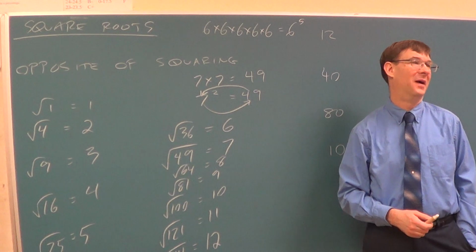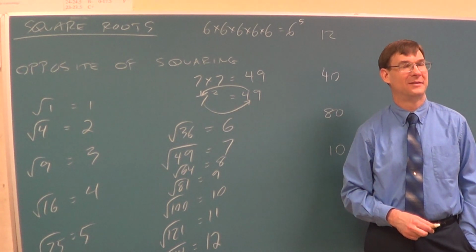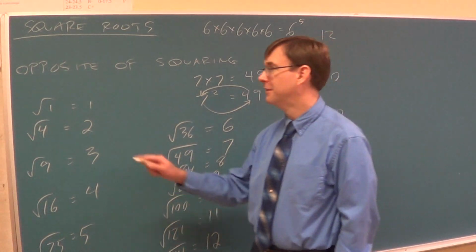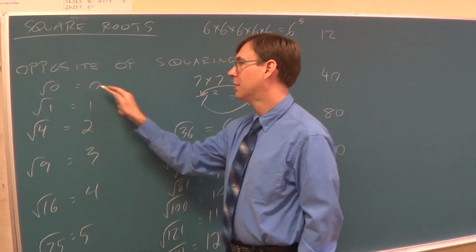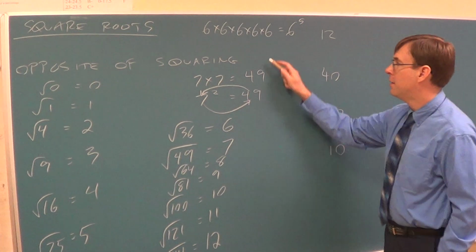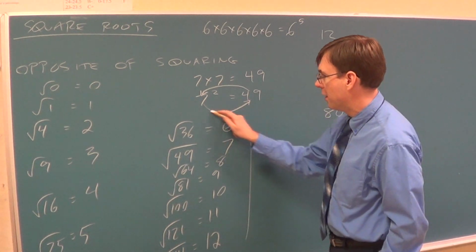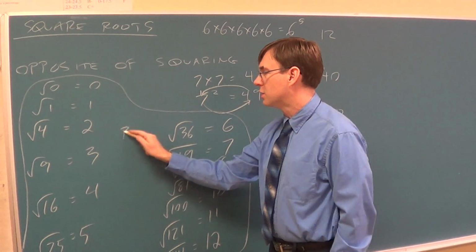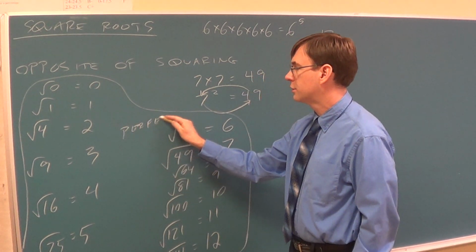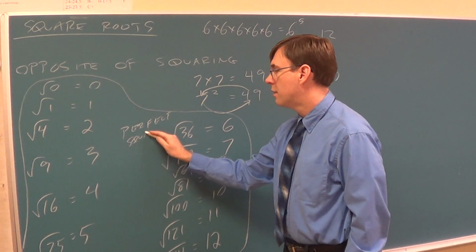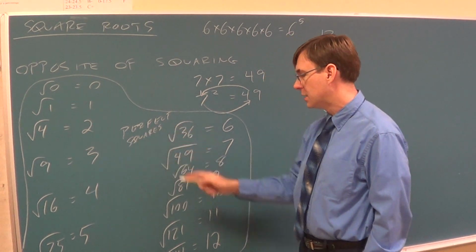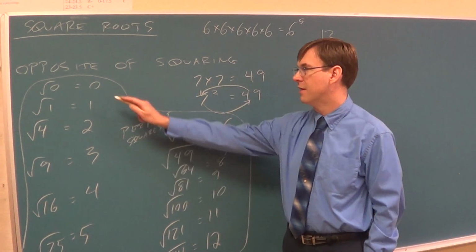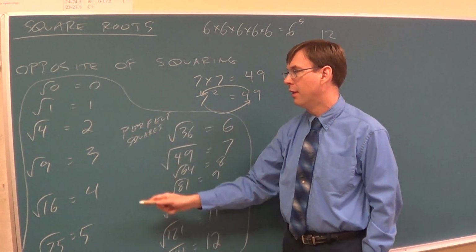Let's go 1 more. What's the square root of 0? Why? 0 times 0 makes 0. Those numbers are all called perfect squares. There's not a lot of perfect squares up to 144. There's only 12 of them. Well, 13 of them, if we count 0 in the list.